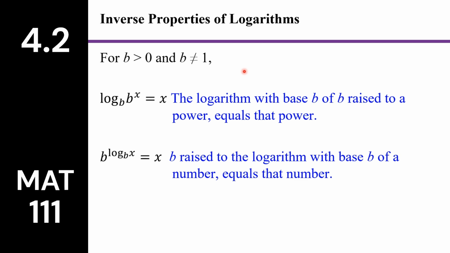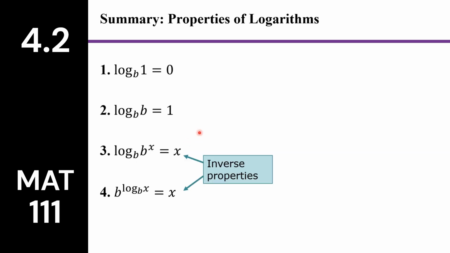Now we have two inverse properties. The first one is the log to the base b of b to the x equals x. This says that the logarithm with the base b of b raised to a power equals that power. The second one is b raised to the log base b of x always equals x. b raised to the logarithm with base b of a number always equals that number. Here's the summary of those four properties.